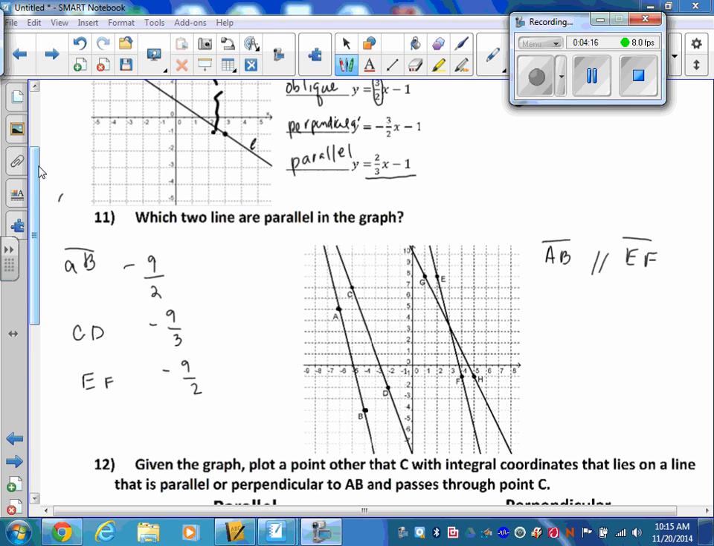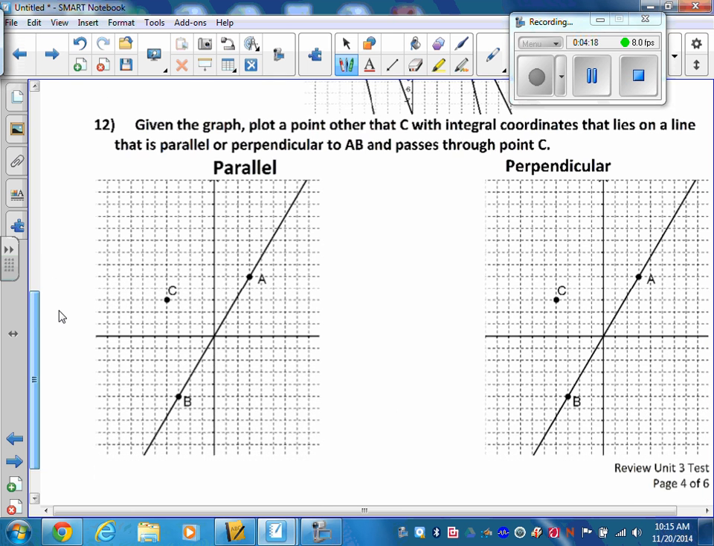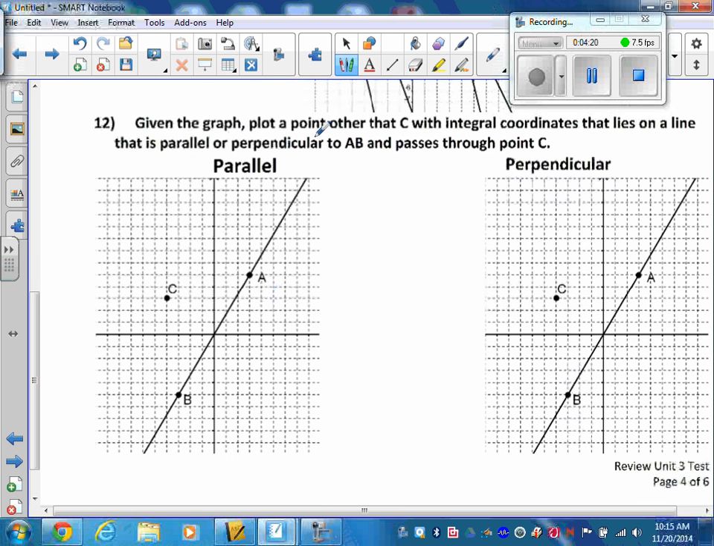Okay, question number 12. Given the graph, plot a point other than C with integral coordinates that lie on a line that is parallel or perpendicular. So then I want you to do the parallel one here and the perpendicular one here. So again, we need to find the slope of BA. So I'm going to count this using B and A.